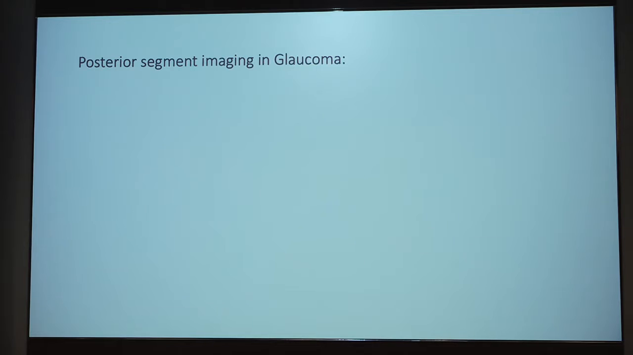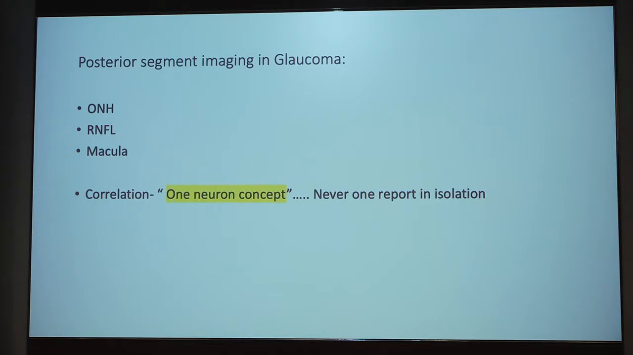So posterior segment imaging in glaucoma consists of the ONH, the RNFL and the macula, as rightly pointed out by Swati. The correlation of these three and the one neuron concept is very important, and we should never report each and every structure in isolation, which was the mistake committed in the last few decades. Masterly workflow makes the difference between use and abuse is something that we should know.